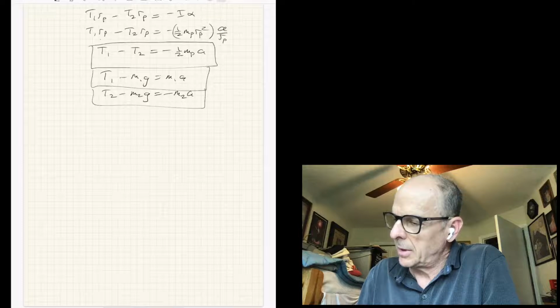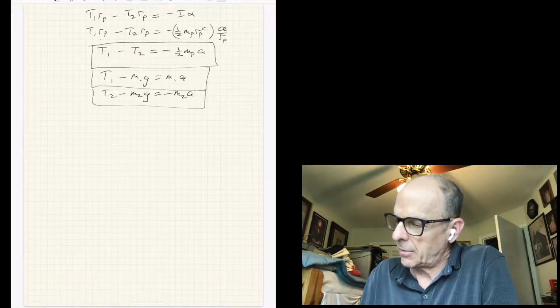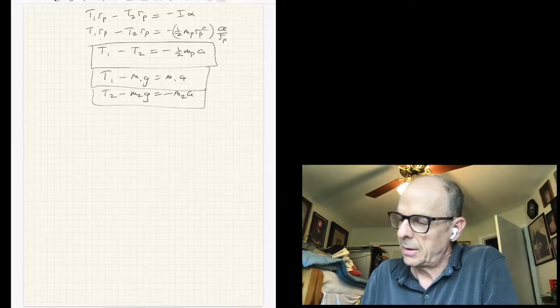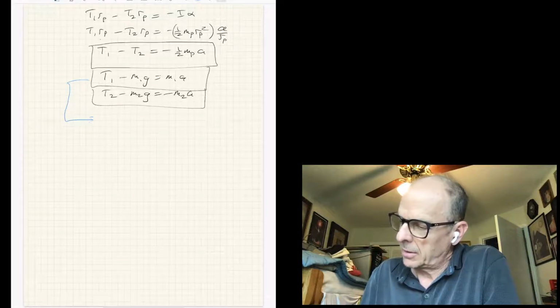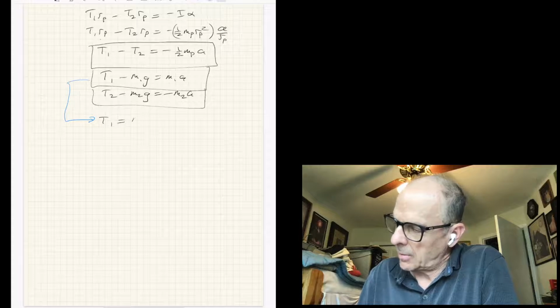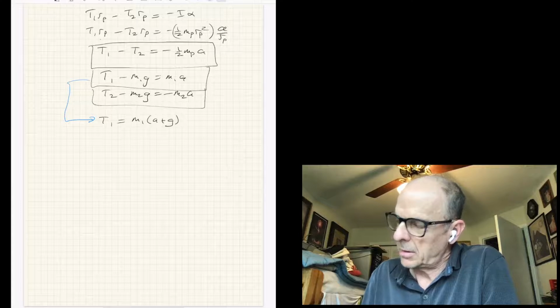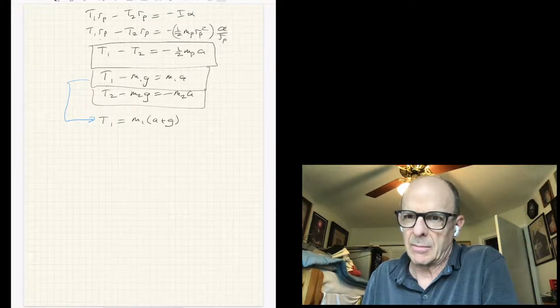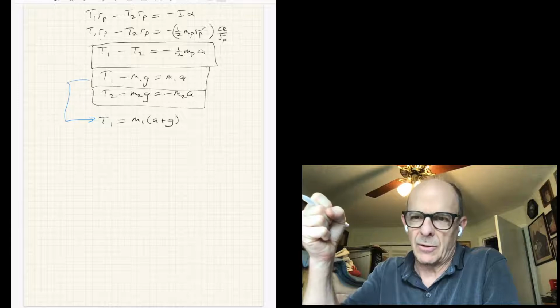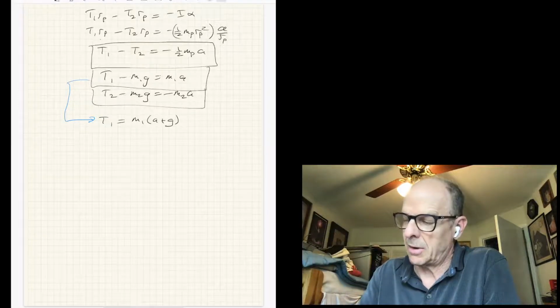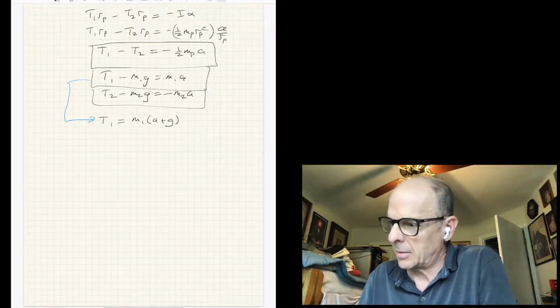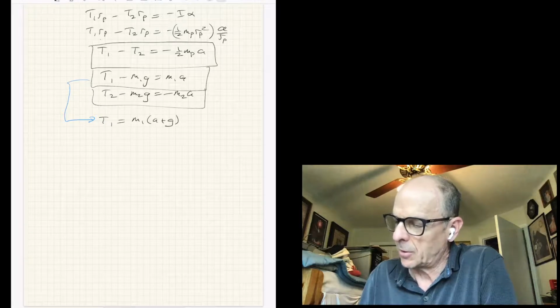So what I'm going to do is take this top equation, and replace the T1 and the T2 in it from equations 2 and 3. So let's just show how that looks. T1 from this equation is M1 times A plus G. That makes sense. It's accelerating upwards, so the tension in it has to be bigger than mg. It's bigger by the amount that it's the force required to accelerate it upwards, ma.